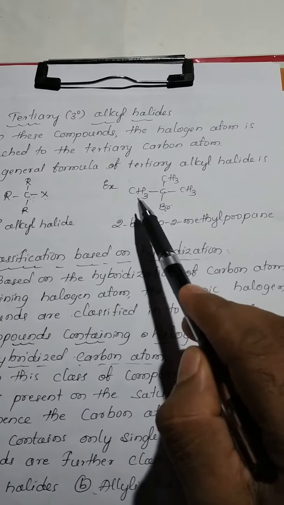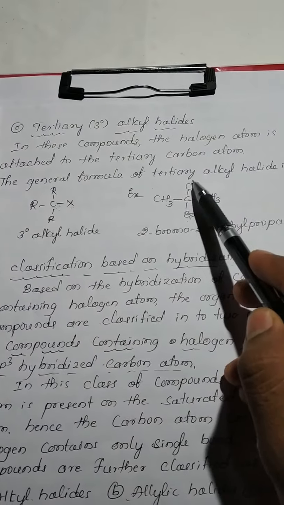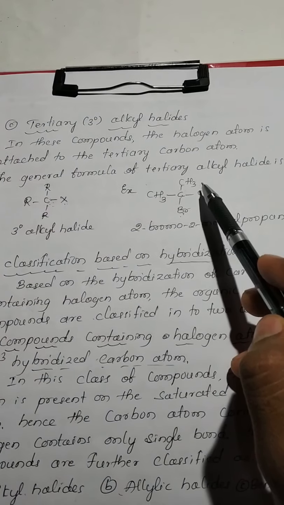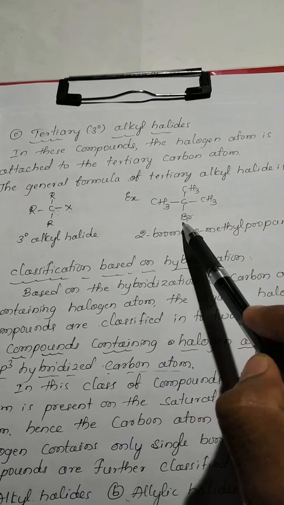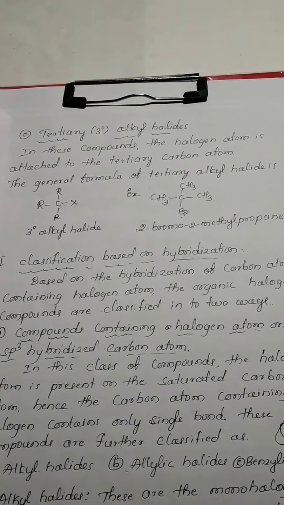Example, see here, these three alkyl groups are replaced by CH3, CH3, CH3. These three are alkyl groups, or these are called methyl groups, and this is a bromine. So 1, 2, 3. Here prop is the root word because 3 carbon atoms are there. Bromine is also a prefix. This is also a prefix. So 2-bromo-2-methylpropane. 2-bromo-2-methylpropane is the IUPAC name of this compound.